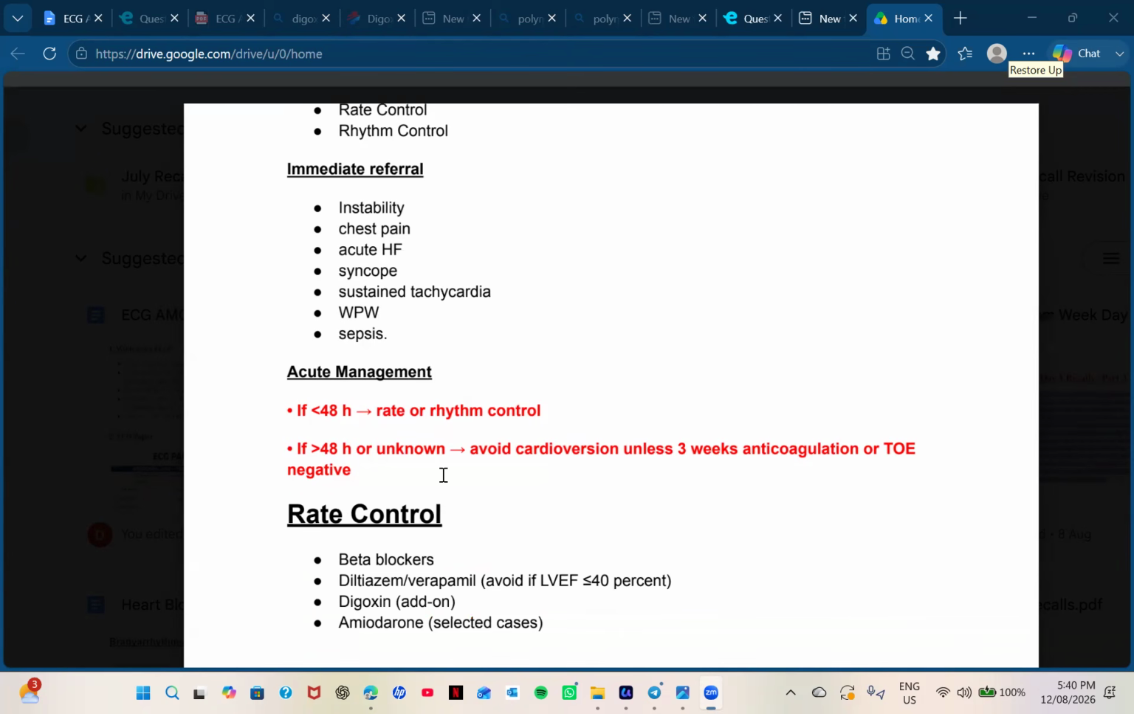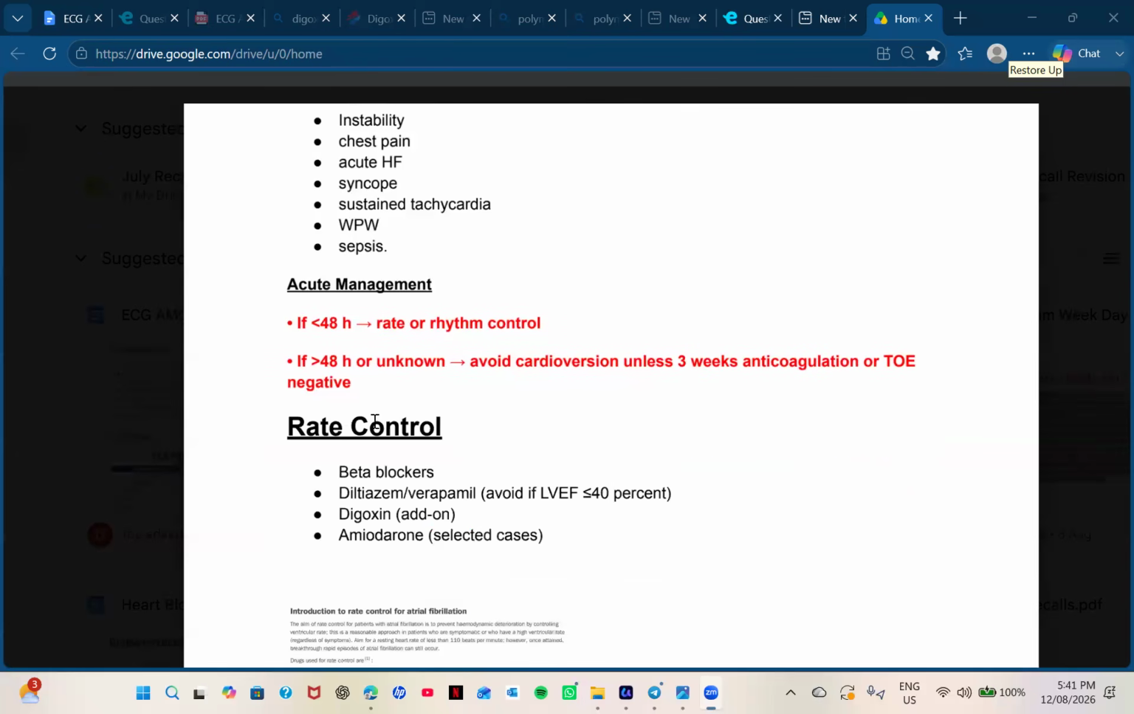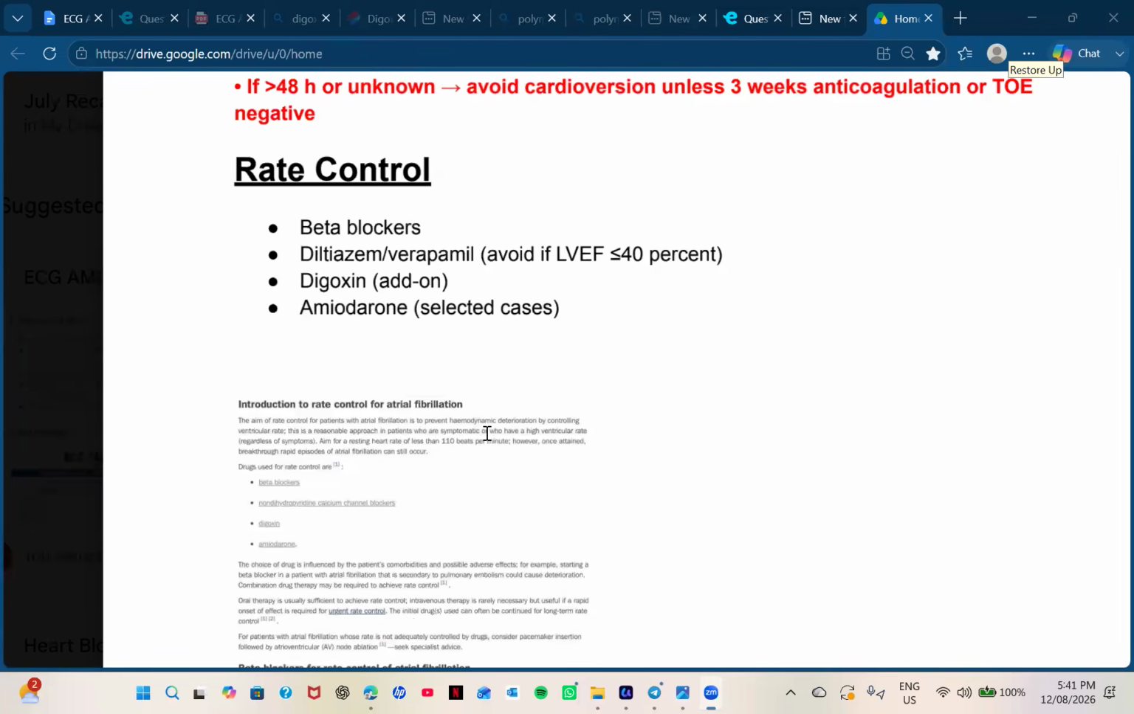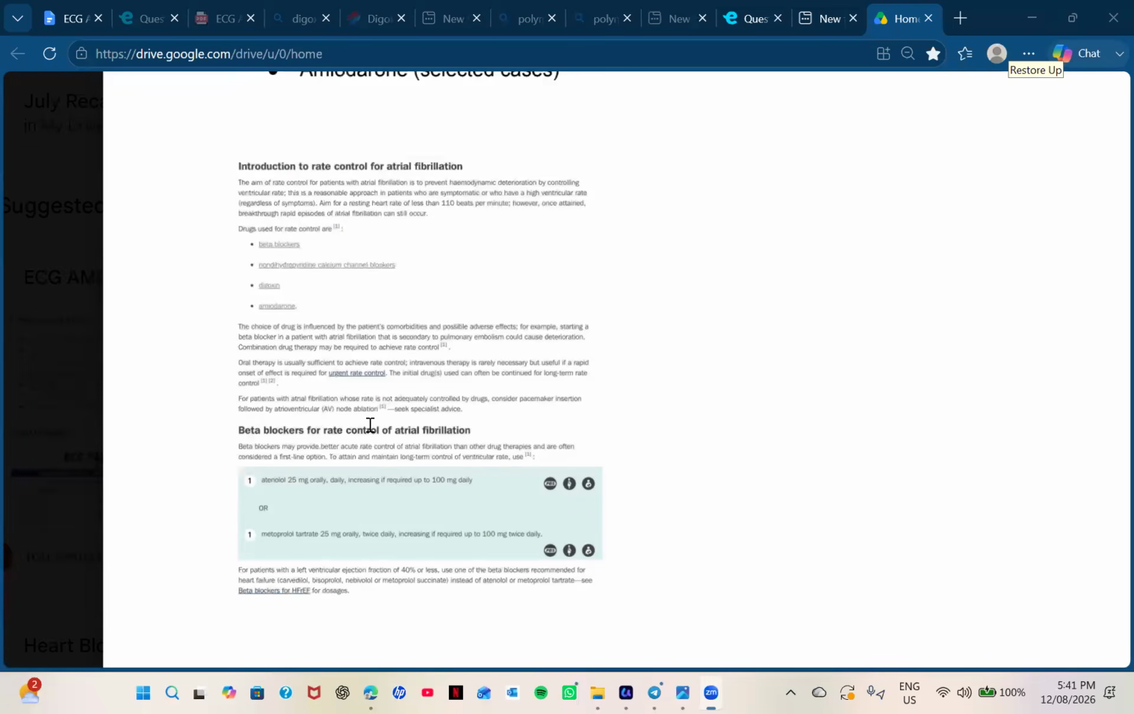If it is more than 48 hours or unknown, you have to avoid cardioversion unless there are 3 weeks of anticoagulation, or the transesophageal echo is negative. First, I will go with rate control. We are using beta blockers, diltiazem, verapamil, digoxin. These are the add-on drugs. Mainly remember the beta blockers and calcium channel blockers. That is very important. Okay.